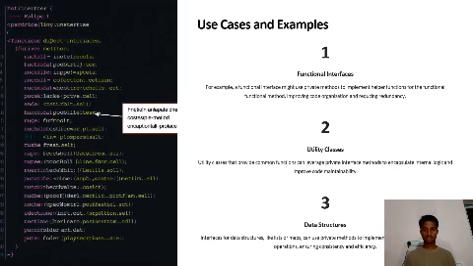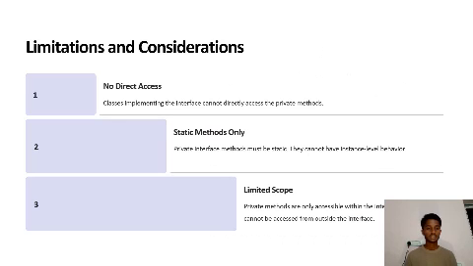Use cases and example. Functional interface: for example, a functional interface might use private methods to implement helper functions for the functional method, improving code organization and reducing redundancy. Utility classes: utility classes that provide common functions can leverage private interface method to encapsulate internal logic and improve maintainability. Third, data structure: interface for data structures like lists or maps can use private methods to implement operations, ensuring consistency and efficiency.